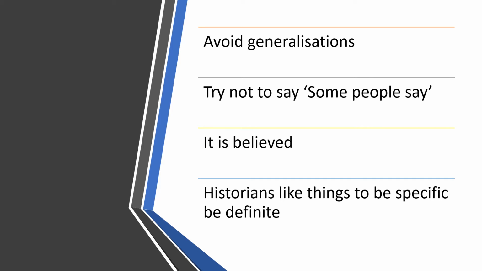We also try to avoid generalizations. So try not to say things like some people say or it is believed. Historians like things to be specific, so be definite. So you would say Smith says. If you want to say some historians think, you would say some historians, for example, Smith thinks, okay? So be specific, don't generalize.